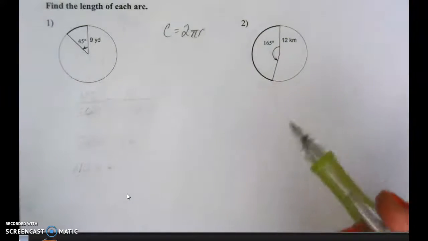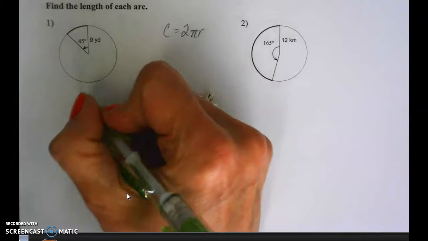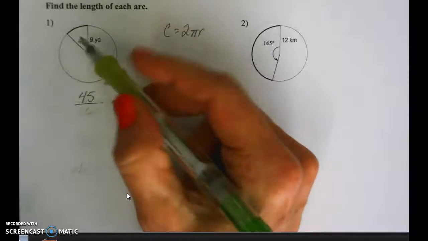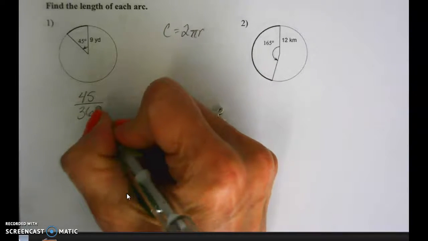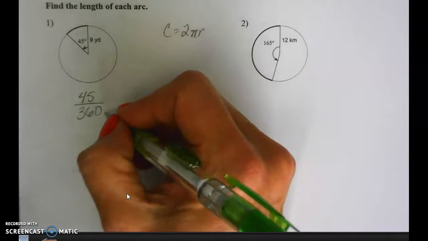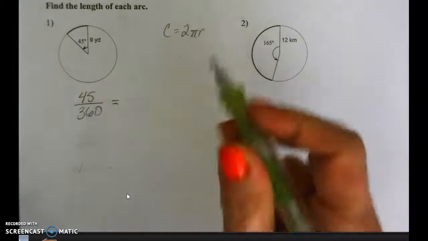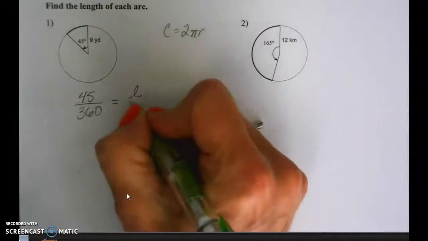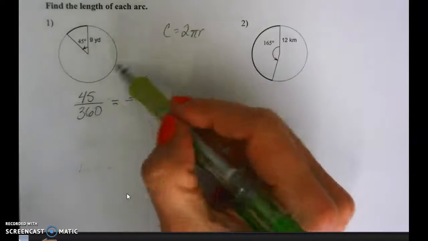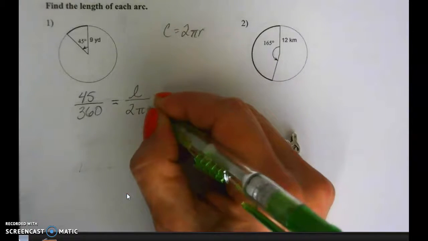So the idea is we want to look at ratios, and the ratio of the central angle, which is 45 degrees, to the whole angle of the circle. Remember, circles have 360 degrees. Notice I left the degrees off because degrees divided by degrees would divide out to 1. And that should be equal to the arc length that we're looking at over the entire circumference of the circle, 2 times pi times the radius.